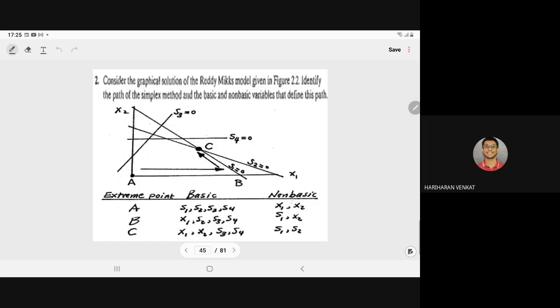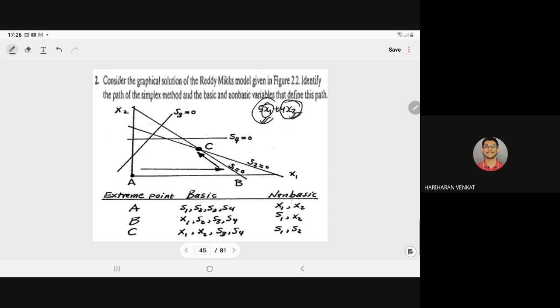So let us consider the graphical solution of the Reddy Mikks model. So this is the graphical solution. Identify the path of the simplex method. On this side, we have the objective function 5x1 plus 4x2. If you increase x1 by unity, the total increase in profit is 5. If you increase x2 by unity, there is an increment of 4 units in the profit.